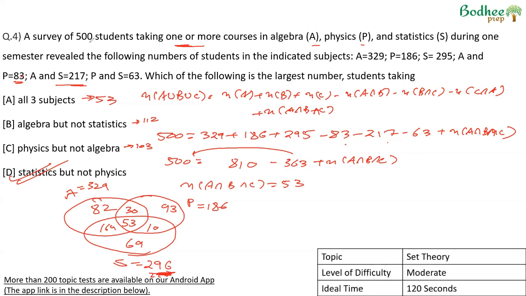Now I'll call this question a moderate to difficult question because there are two steps involved. First, we find out the union and then calculate each number. I think 2.5 minutes to 3 minutes to solve easily.